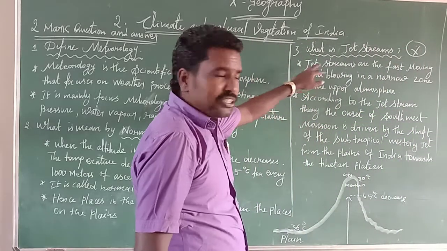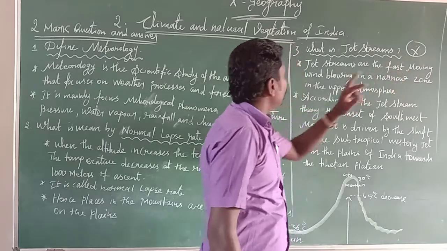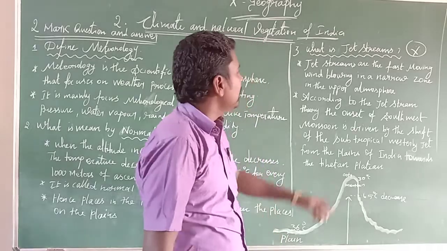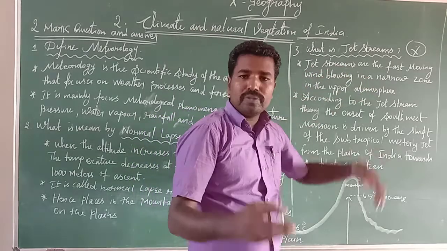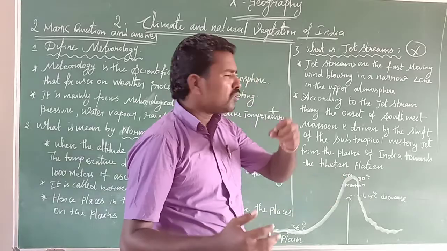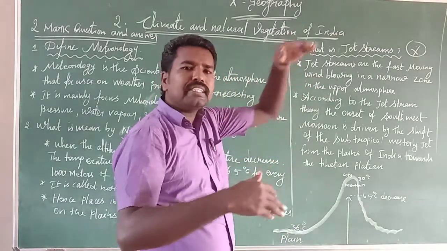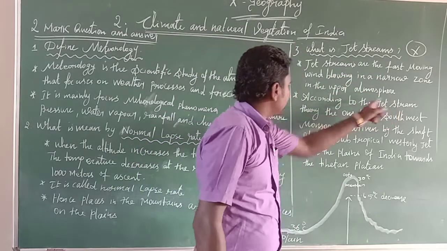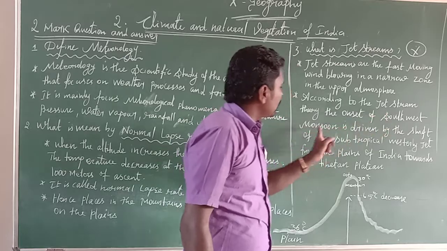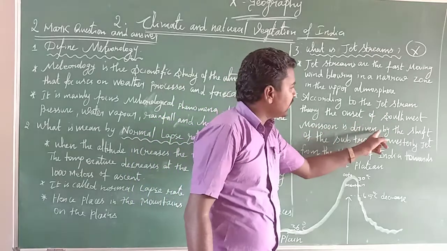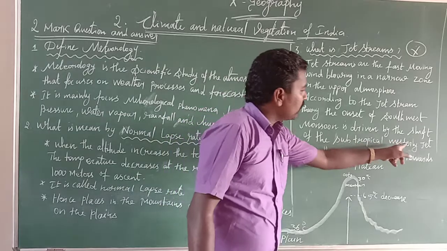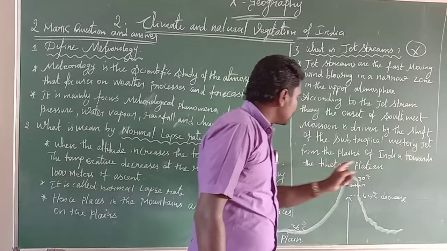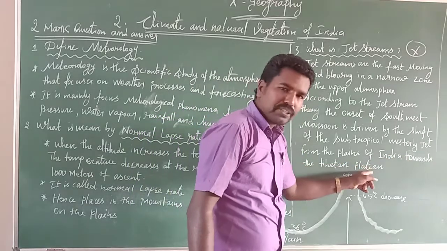Jet streams. The jet streams are fast moving winds blowing in a narrow zone of the upper atmosphere. The jet stream is the fastest moving wind. According to the jet stream theory, the onset of the southwest monsoon is driven by the shift of the subtropical westerly jet from the plains of India towards the Tibetan plateau.